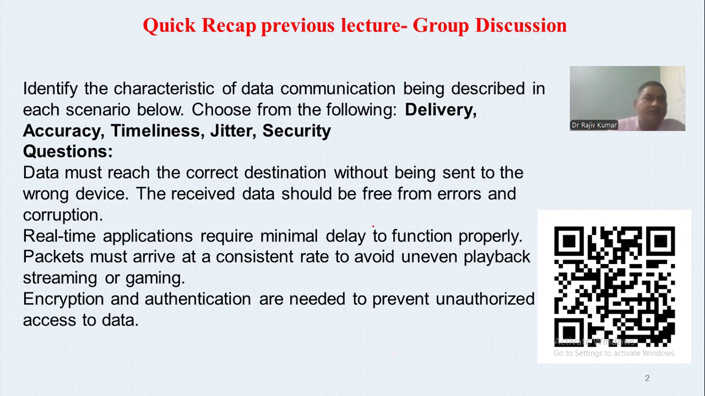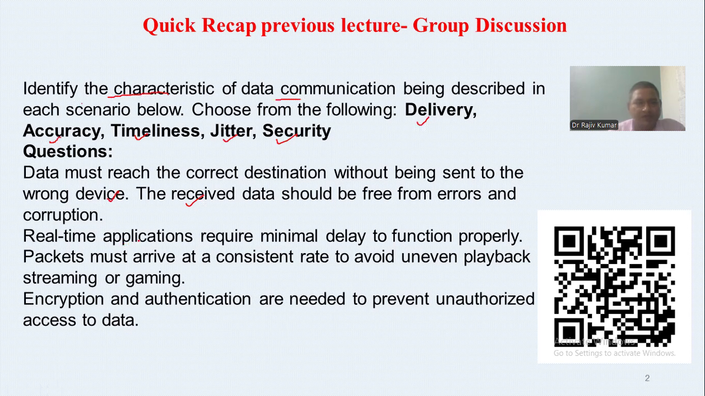Identify the characteristic of data communication being described in each scenario below. Choose from the following options: delivery, accuracy, timeliness, jitter, and security. Questions are: data must reach the correct destination without being sent to wrong device. The received data should be free from error and corruption.